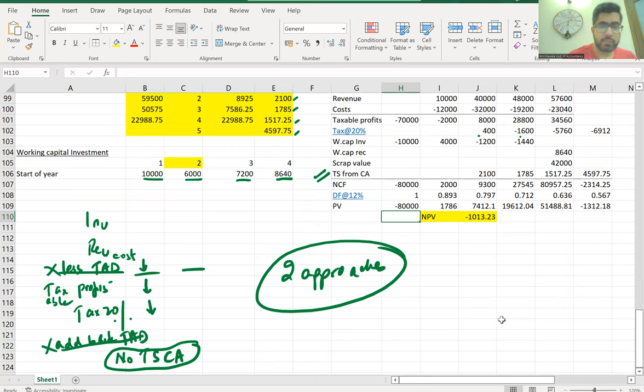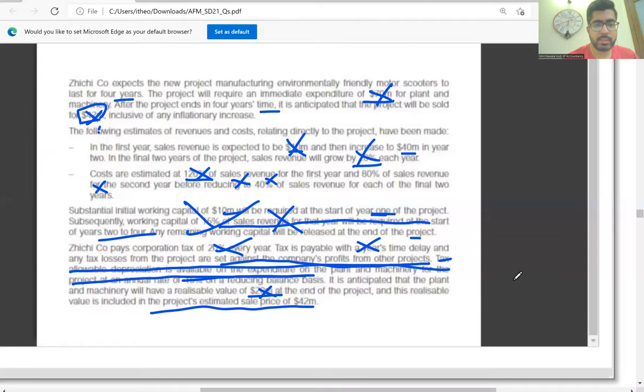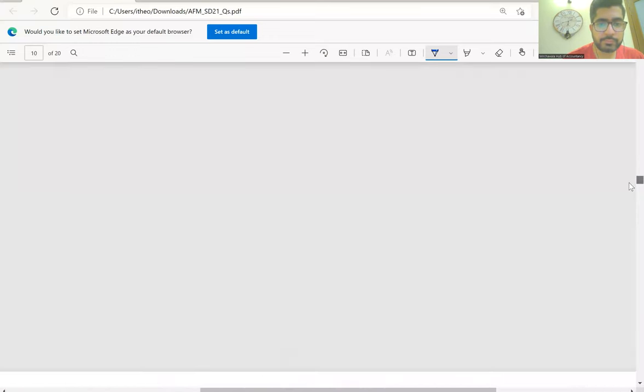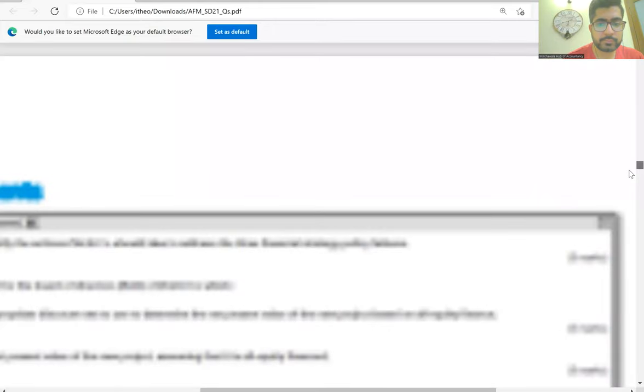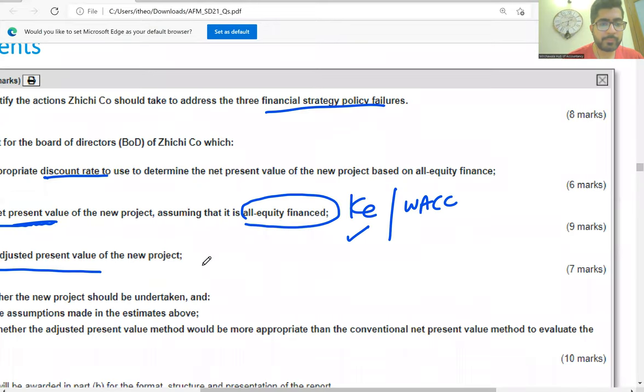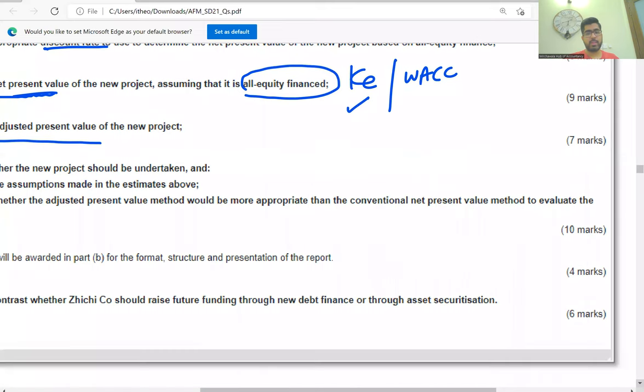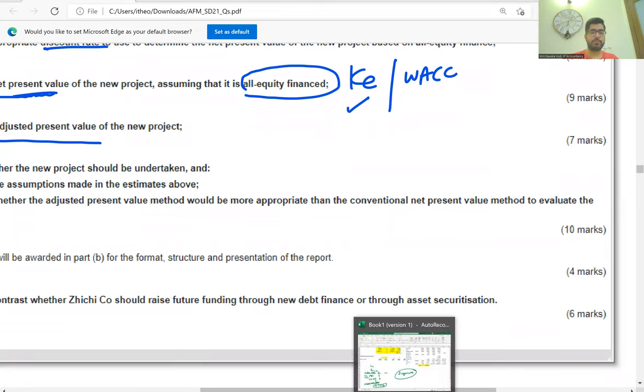Okay. So you're done with NPV, and now you should go to the other requirement, which is of 7 marks. Sorry, NPV was 9 marks. We have gained 9 marks now. Now it's a 7 marks requirement: find the APV of the project. After APV, there are only theoretical requirements left. So let's start APV now.